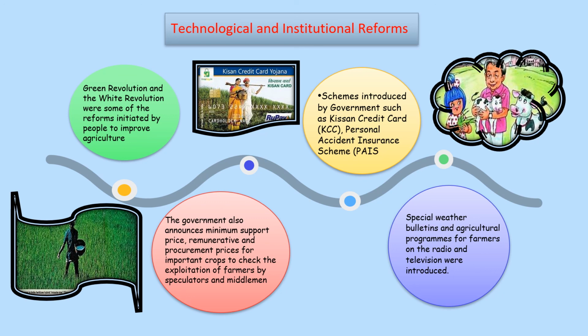The government also announced minimum support price, remunerative and procurement price for important crops. This was done to check the exploitation of farmers by the speculators and middlemen. Well, these were some of the reforms done by the government to improve the agriculture sector.